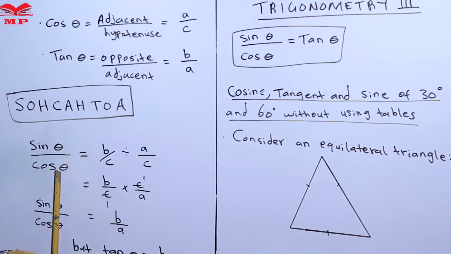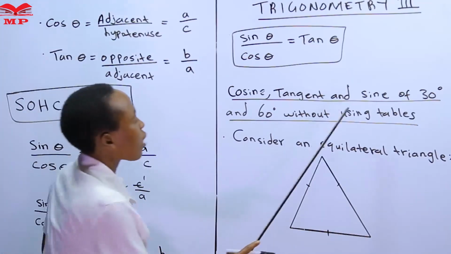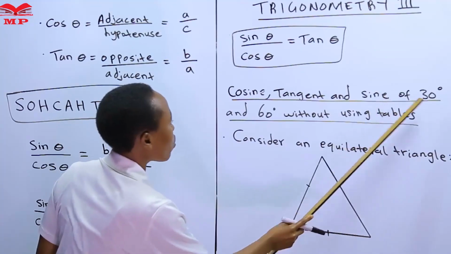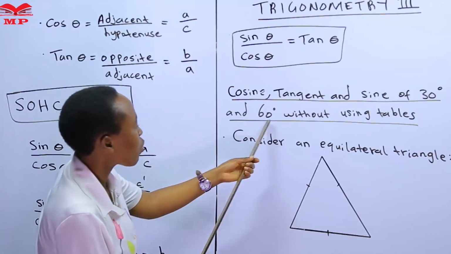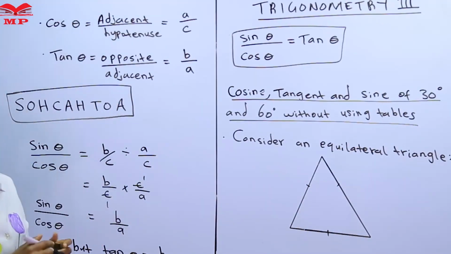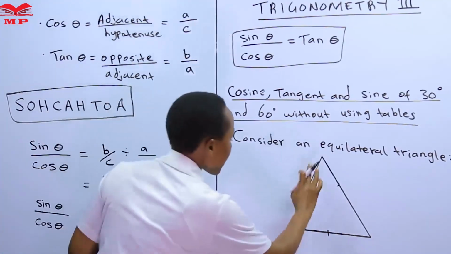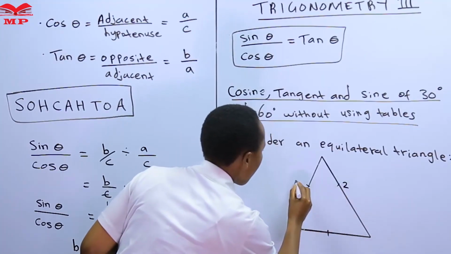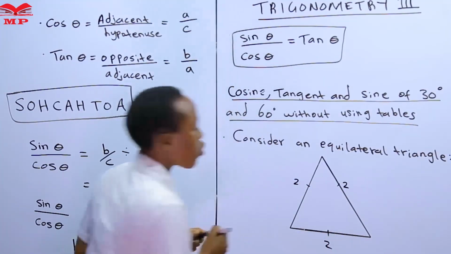Now, in this case, I want us to use this triangle to be able to calculate the sine of 30 degrees, the cosine of 30, the tangent of 30, and the same case applying to 60 degrees without using the tables. We consider this triangle to be of 2 units. Every part we have two units.